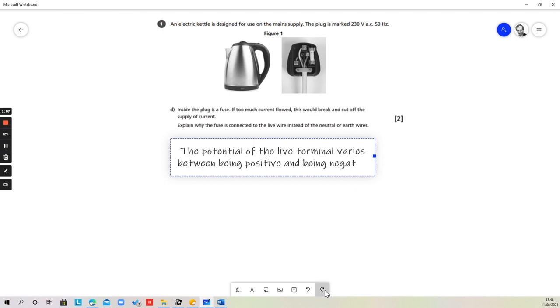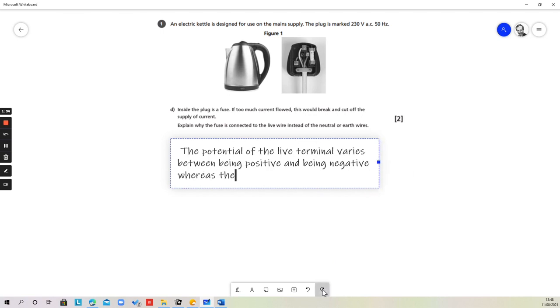Now, the reason why we can say this is because we know from the question that it's 230 volts AC. AC stands for alternating current. The current keeps changing in direction, and the reason why it changes in direction is because the live terminal some of the time is positive and some of the time is negative, and that's what makes the current alternate in direction.